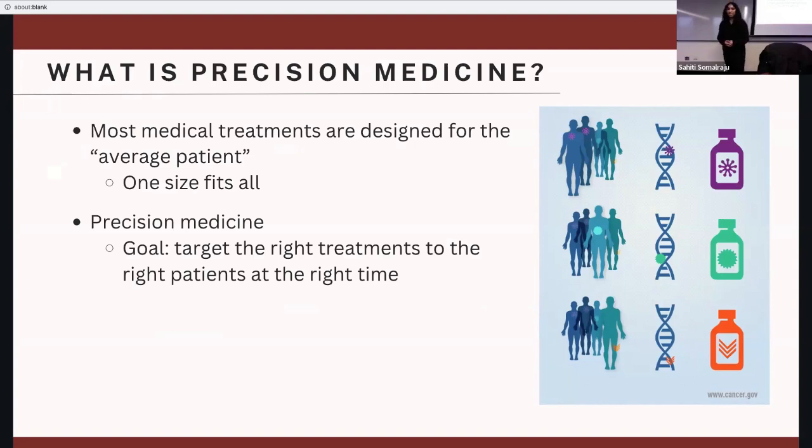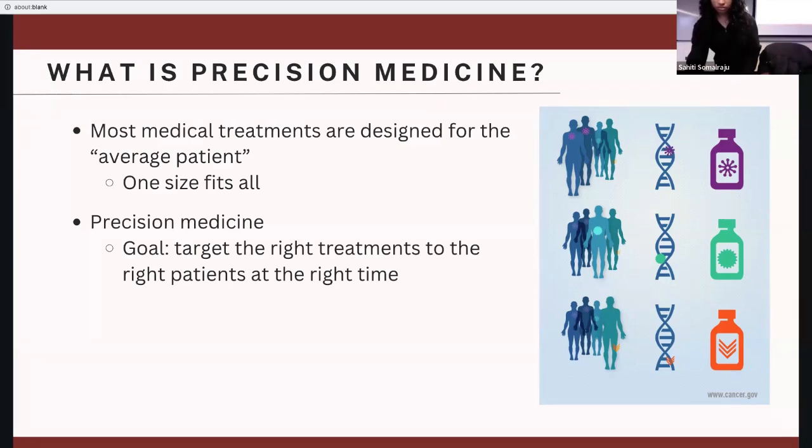So without further ado, what is precision medicine? Most medical treatments are designed for the average patient, so they're focusing on one size fits all. Sure, this is mostly used, but it's important to note that it may be successful for some patients, but not others. So this is where precision medicine comes into play. The goal here is to target the right treatments to the right patients at the right time.